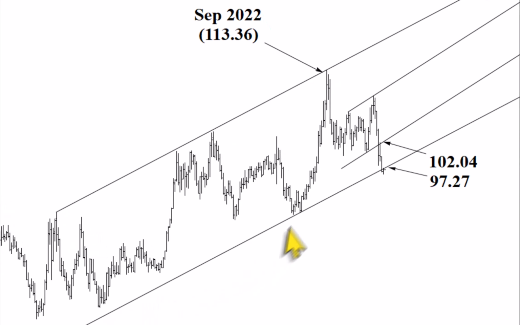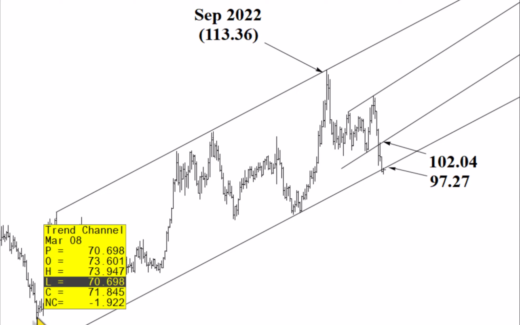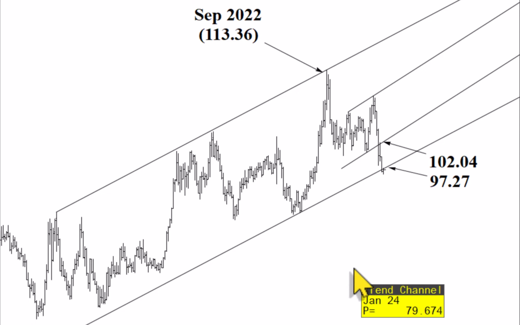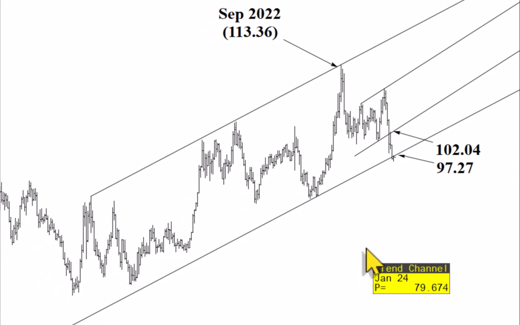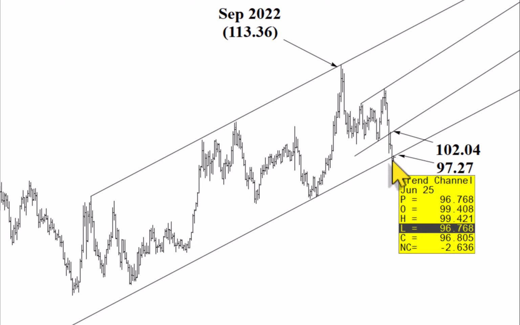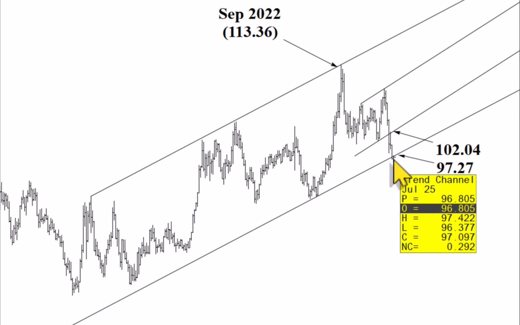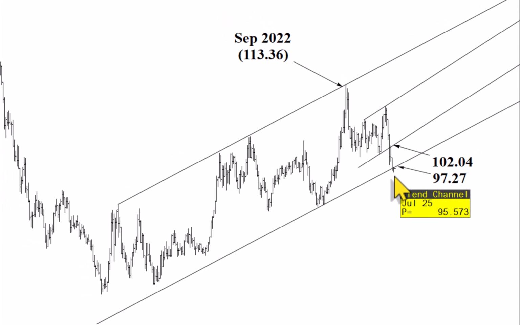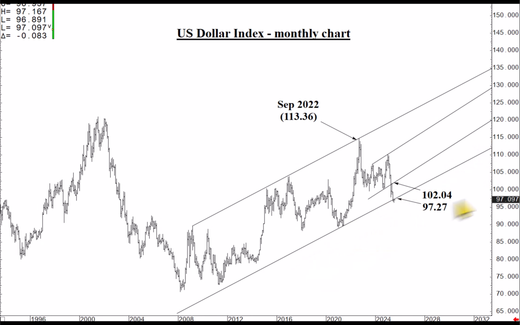97.27 is this rising channel bottom, and this channel bottom goes back to the 08 low. So this is a 17-year channel bottom, a significant long-term trend-defining support level that we are now below. We actually closed below it in the month of June by a hair last week. We opened below it in the month of July last week. It is now holding as resistance, 97.27. The high this month so far for July is 97.16. So we are below this channel bottom.